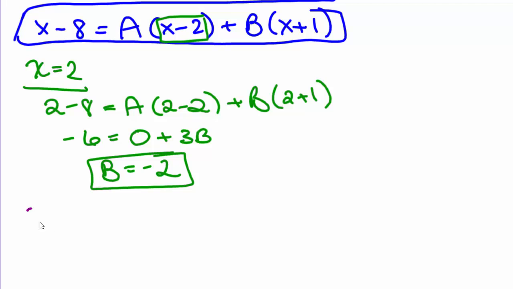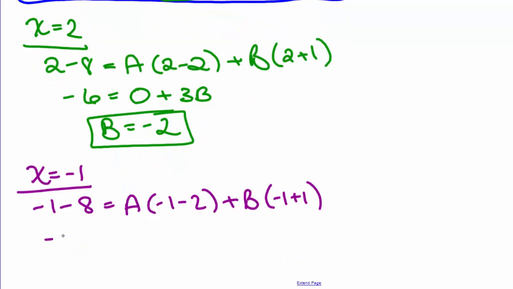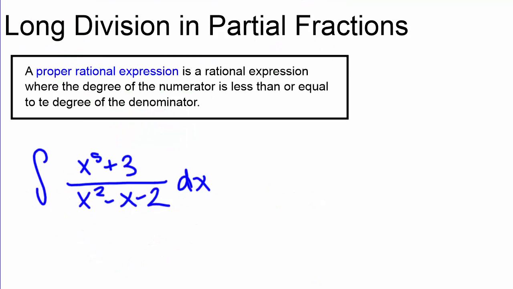Another convenient value for x would be negative 1, because negative 1 will make this term equal to 0. If we plug negative 1 in for x, we get negative 1 minus 8 equals a times negative 1 minus 2 plus b times negative 1 plus 1. This simplifies to give us negative 9 equals negative 3a plus 0, allowing us to quickly solve that a is equal to 3.